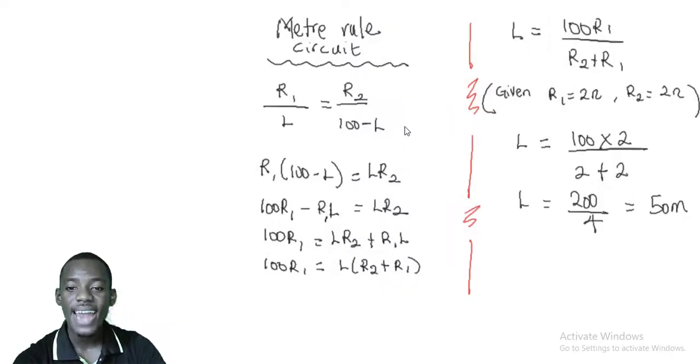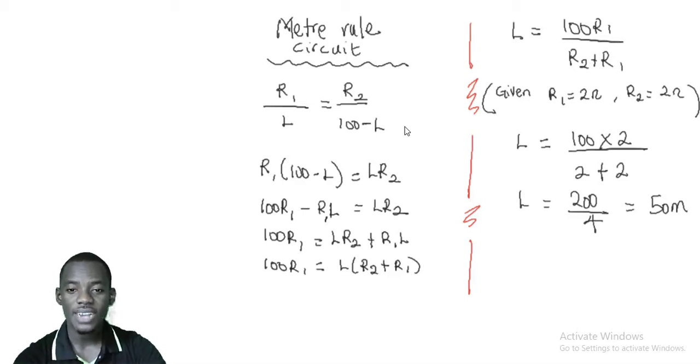So we have to make the length the subject of the formula. Now, how do we do that? We have to cross multiply. That makes R1 (100 minus L) equals L R2. Okay, good. So let's now multiply into the bracket. You now have 100 R1 minus R1 L equals L R2, right?